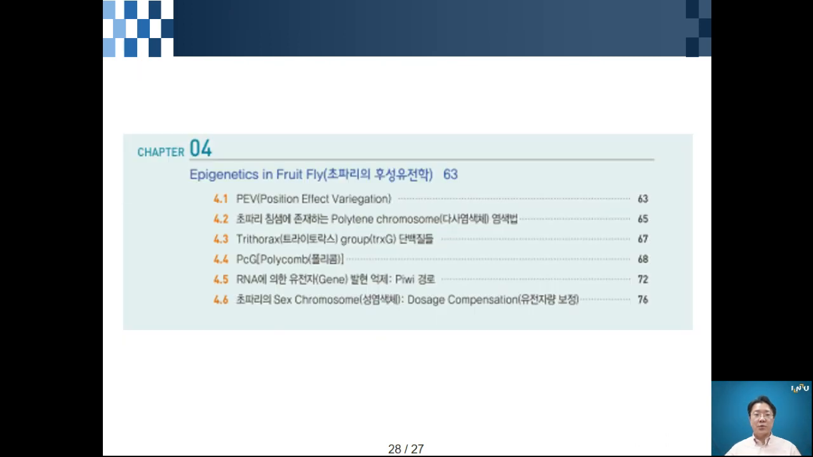So today we learned chapter 4, the epigenetics in fruit flies. First we focused on PEV, and we also learned about polytene chromosomes, TrxG and PcG, and the PEV pathway. Finally, we learned about sex chromosomes in fruit flies, especially focusing on the dosage compensation mechanism. So today we will finish the class.